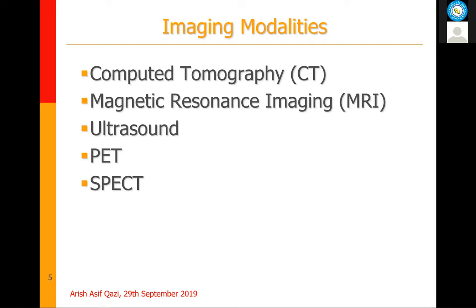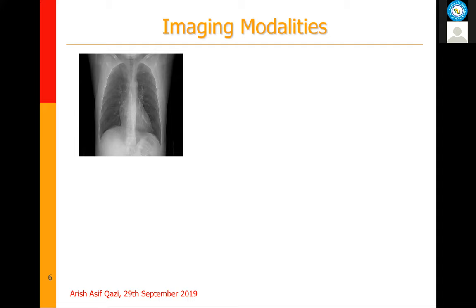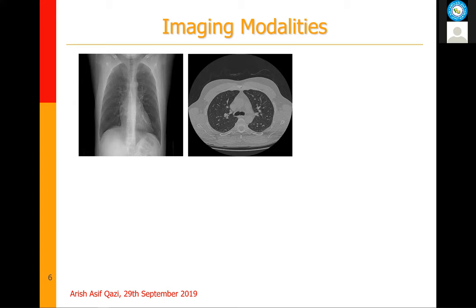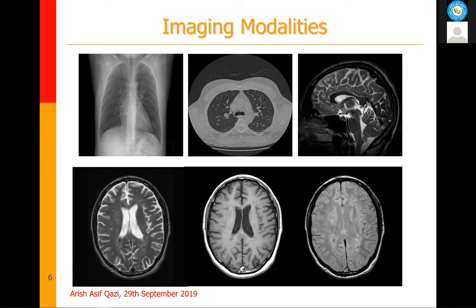So let's look at some of the images. This is an X-ray image of the thorax region. This is a CT image of the thorax. And these are MR images of the brain. Now, a question that you may ask is, why so many different imaging techniques? The thing is that they provide different kinds of information. X-ray and CT are good for showing bony structures, whereas MRI is really good for showing soft tissue contrast, such as that in the brain.